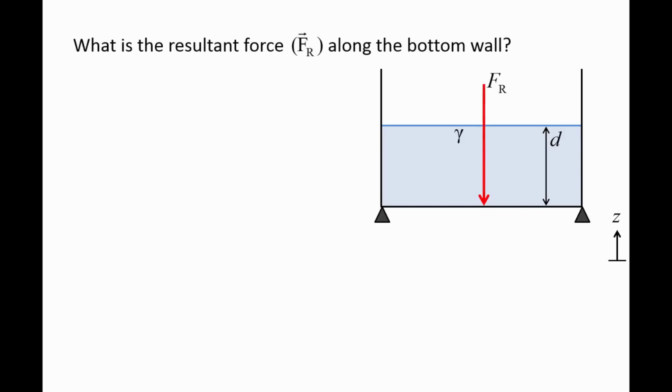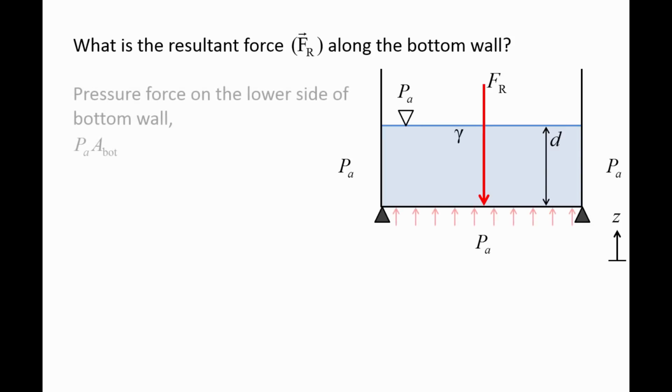First, we will determine the resultant force along the bottom wall. The tank is surrounded on all sides by the atmosphere, which has a pressure Pa. On the underside of the bottom wall, which is exposed to the atmosphere, the pressure force is Pa times the area of the bottom wall, and this force points upward.